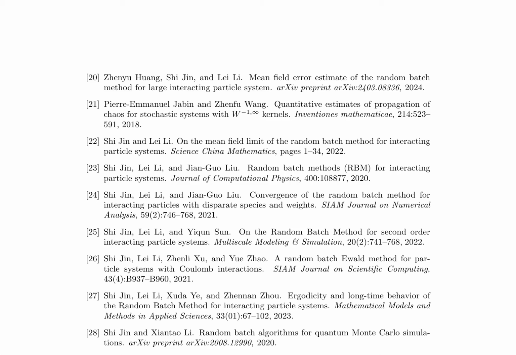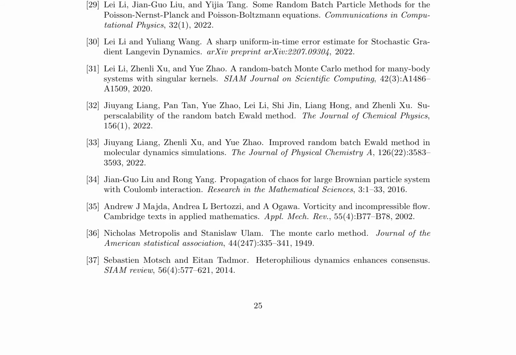This paper presents a comprehensive overview of the random batch method, RBM, and its applications in various fields, including interacting particle systems, quantum Monte Carlo simulations, and molecular dynamics. The RBM is a stochastic approximation method that has been used to estimate the mean field limit for large interacting particle systems with Coulomb interactions. The method has been shown to be efficient and scalable, making it suitable for complex systems where traditional methods are computationally expensive or intractable.